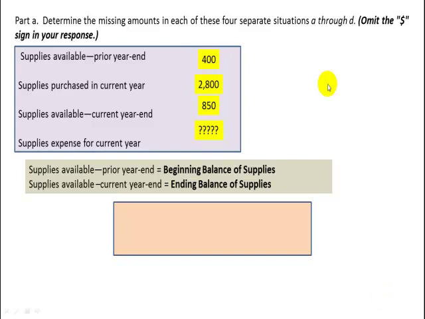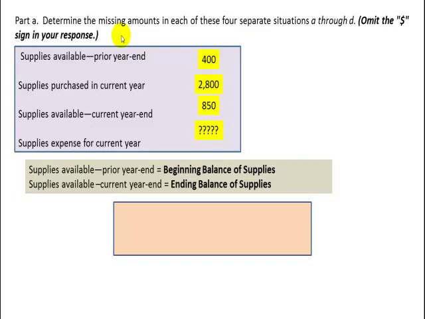Okay, in this problem, we're going to determine the missing amount for the supplies account. And the missing amount could be in various situations. We have four parts to this problem: A, B, C, and D. Now, this is not a difficult problem, but the way it's worded may make it a little bit more difficult than it has to be.